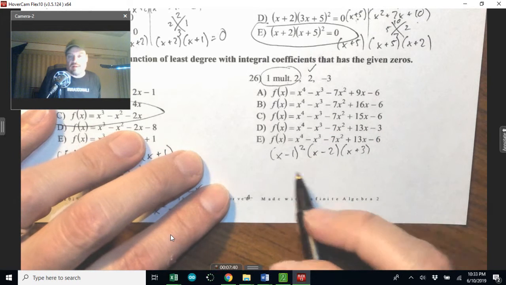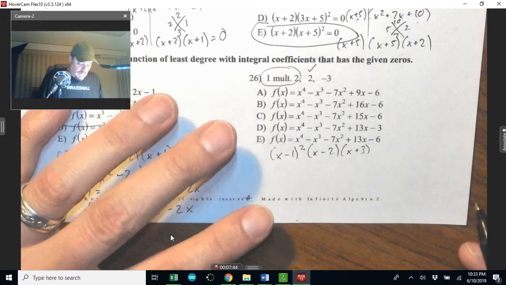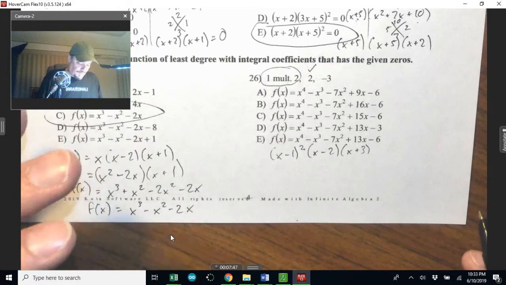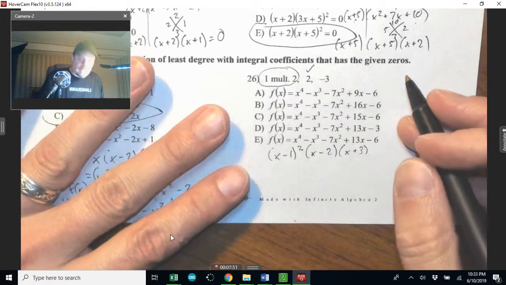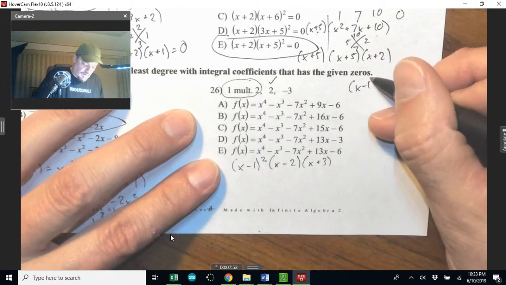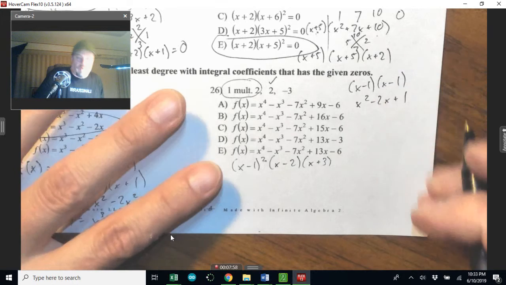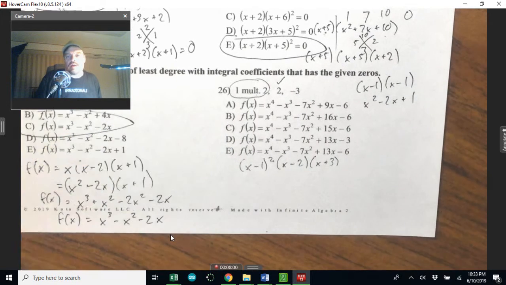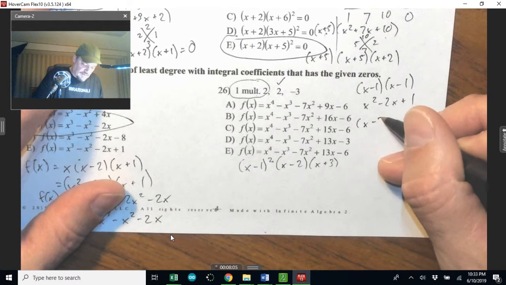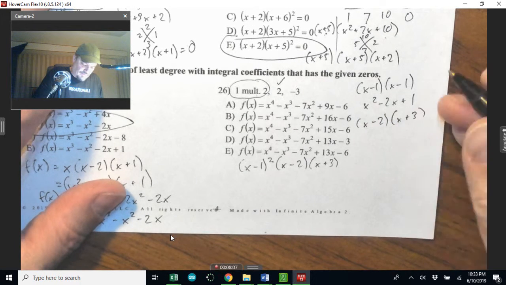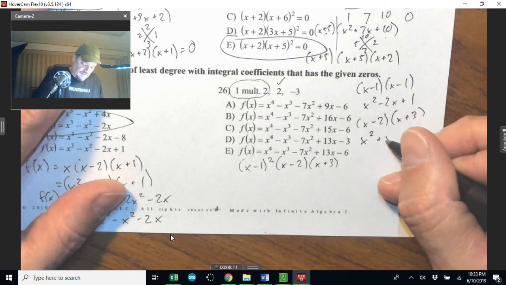Now I'm going to multiply that all out. Here you just have to be careful. I might need more room here. I'm going to take care of this x minus 1 squared up here. Alright, so that's that guy. And then I'm going to multiply these two guys together, x minus 2 times x plus 3. That would be x squared minus 2x plus 3x minus 6.